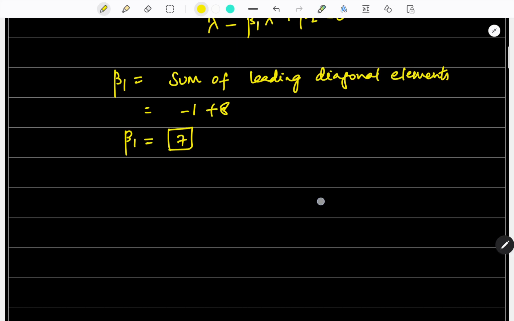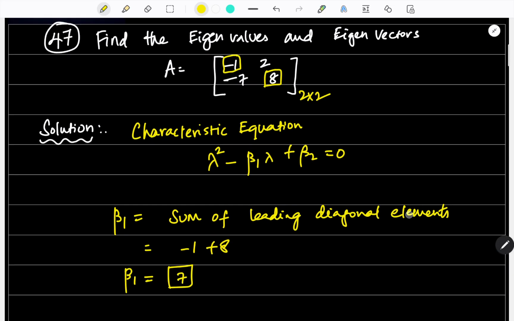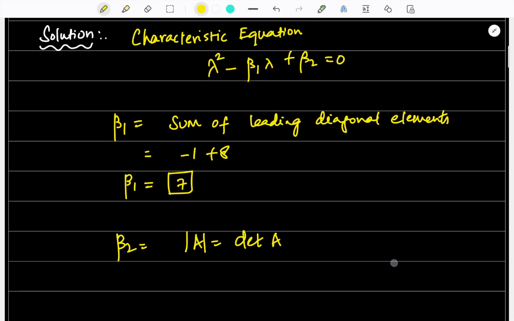Let's go to beta 2. Beta 2 is equal to what? I said determinant of A. Some people say it's absolute value. It's not absolute value. It's the determinant of A. It's a 2 by 2 matrix, you can easily calculate it in your mind. But if you are not able to calculate it in your mind, just use the calculator. How?